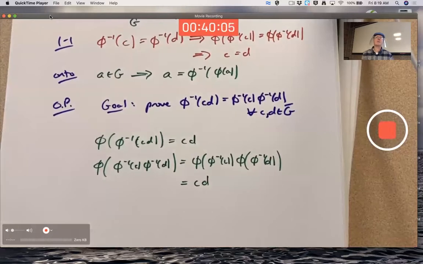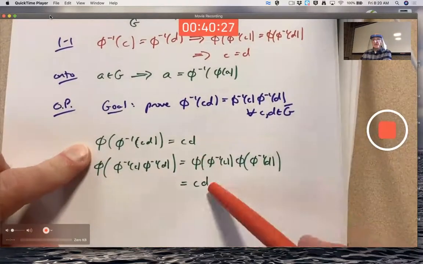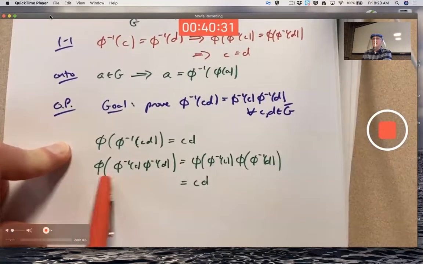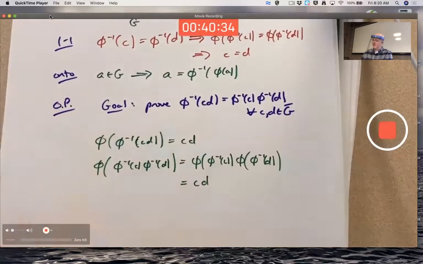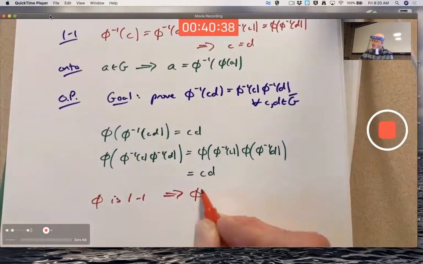And one more thing to say here. What's the final thing to say? To give your final reason to conclude that phi inverse is operation preserving. Yeah, you got these both equal CD, so they equal each other. Outputs of phi equaling each other, the inputs must be the same. Phi is 1-to-1, which implies what we want.